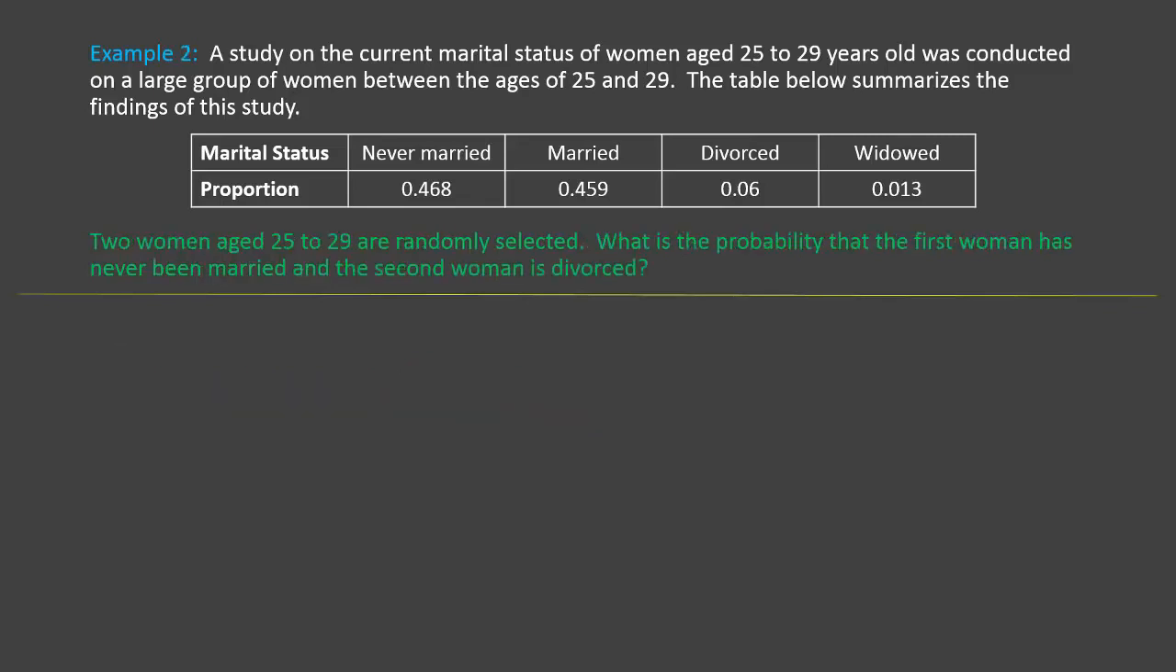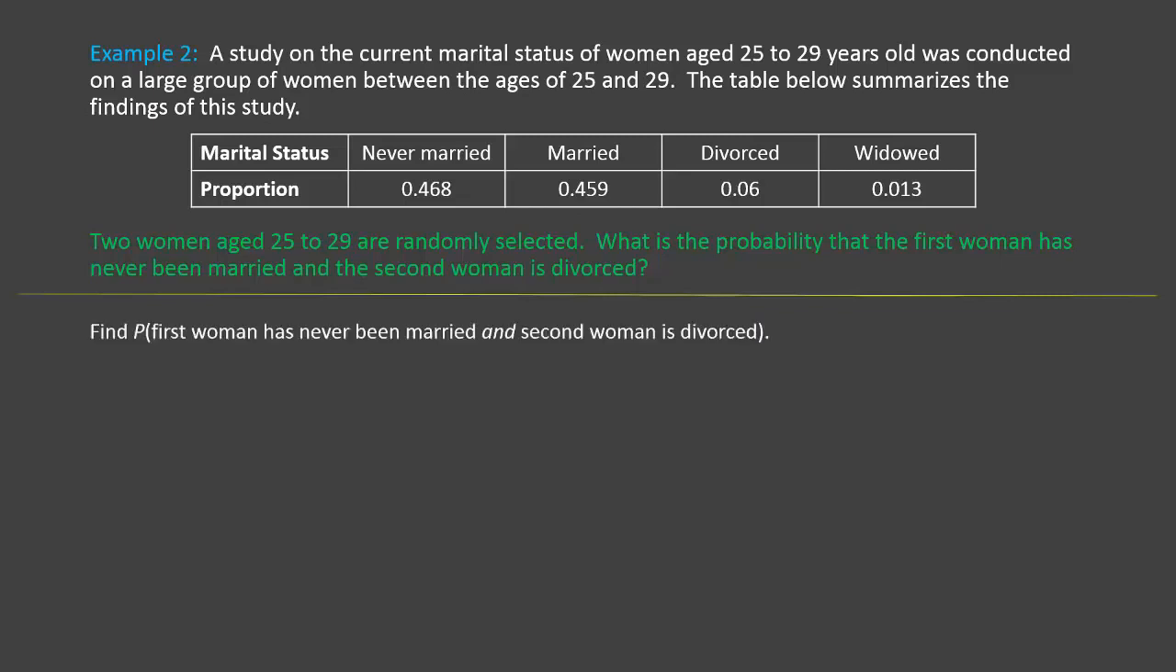For our next example, we'll use the same information from the previous study, but this time two women aged 25 to 29 are randomly selected. What is the probability that the first woman has never been married and the second woman is divorced?